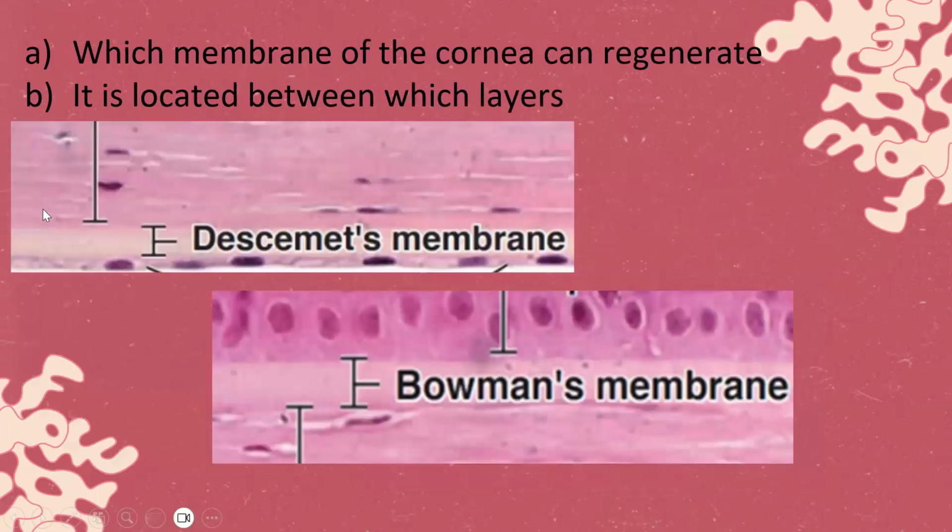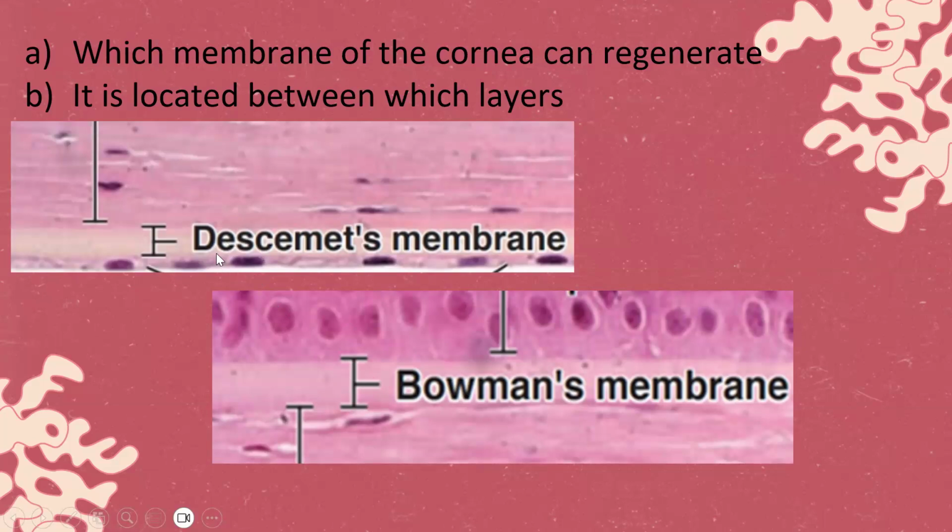Okay, which membrane of the cornea can regenerate? Where is it located? Okay, so we mentioned that we have 2 membranes in the cornea, the Descemet's membrane and the Bowman's membrane. Both of them are acellular, and both are for structural integrity and protection of the cornea. But the difference between them, other than their different locations, is that the Descemet's is regenerative, the Bowman's is not. So Descemet's can regenerate, the Bowman's cannot.